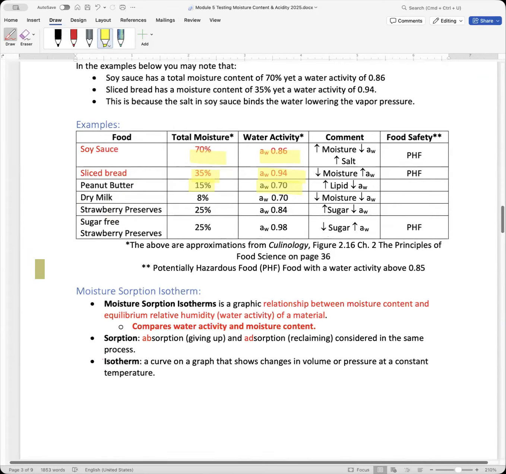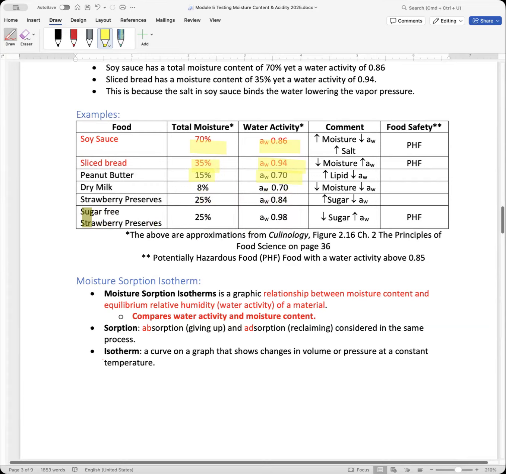Can anybody guess what is the difference? Why is there a difference in the water activity between regular preserves and sugar-free preserves? Because of sucrose versus whatever it is that they use, some form of fructose or plant-derived sweetener. Artificial sweetener, right? So you can see that the amount of sugar has a big effect, because the water is bound to the sugar molecules. So it has a big effect on the water activity.